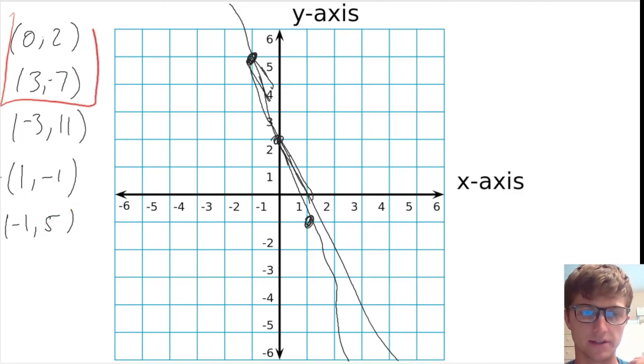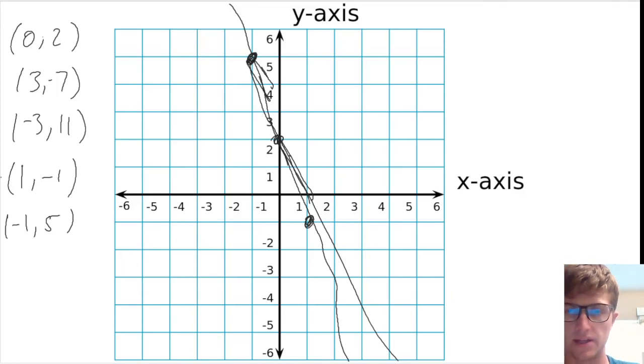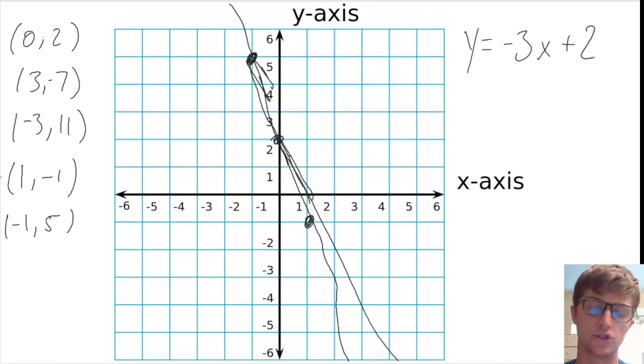Remember, what was special about these 2 points? They both satisfied the equation. And by satisfied, we mean made the equation true of y equals -3x plus 2. And if we look, all these other points also actually make this statement true. And if we graph all these points, they all form a line together.